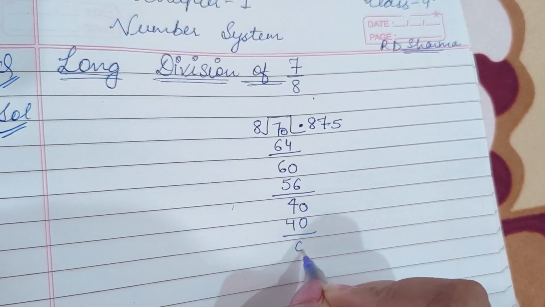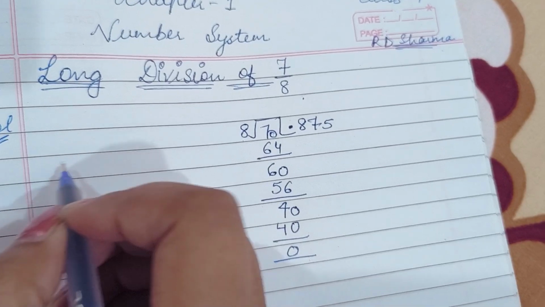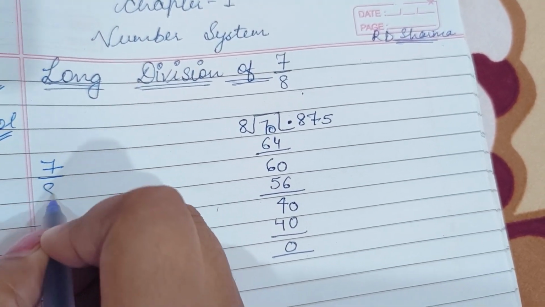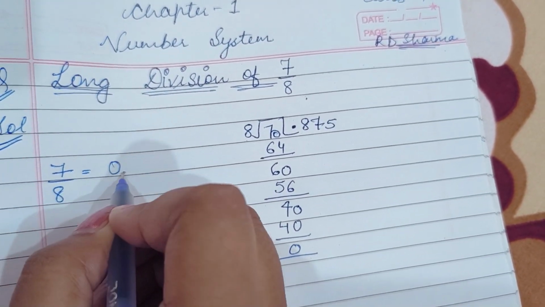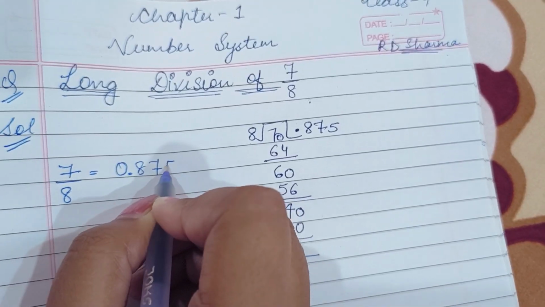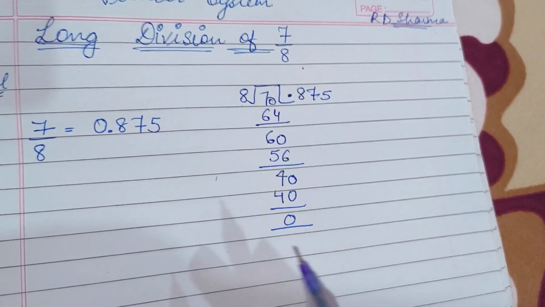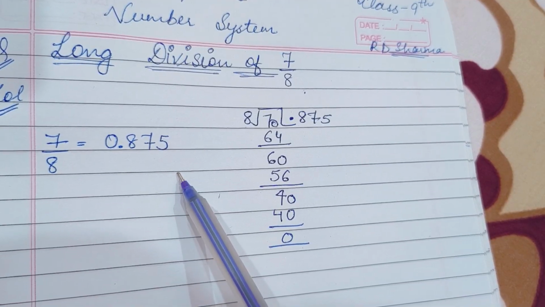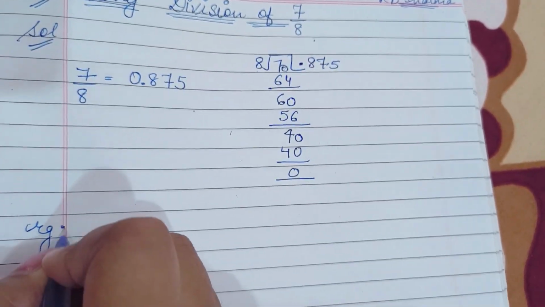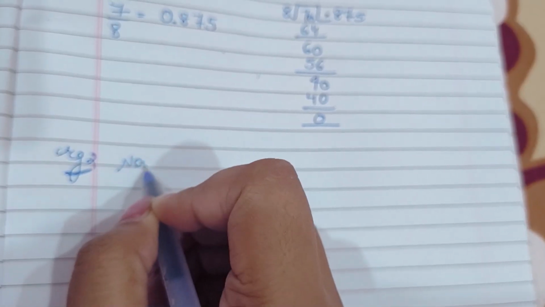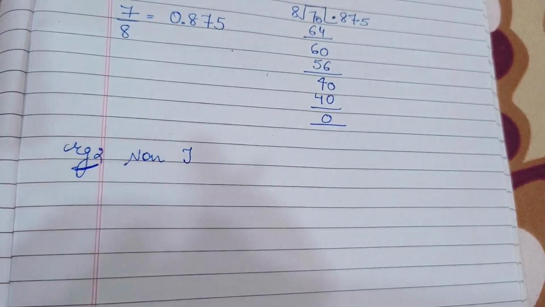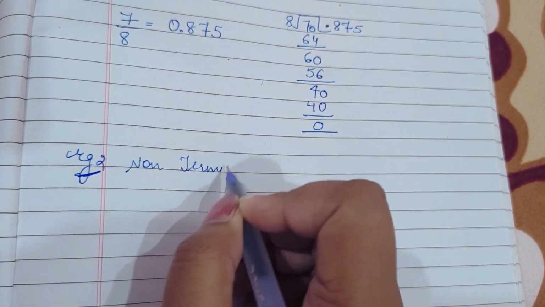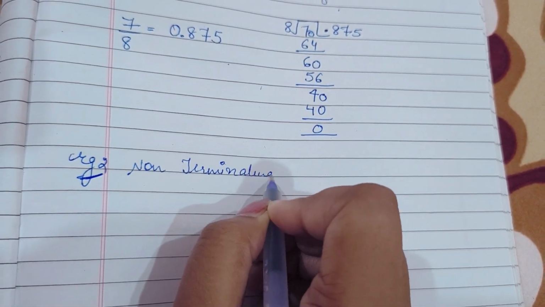Then remainder is 0. So 7 upon 8 is equal to 0.875. Since division ends, we call this a terminating decimal. Example 2, non-terminating case.